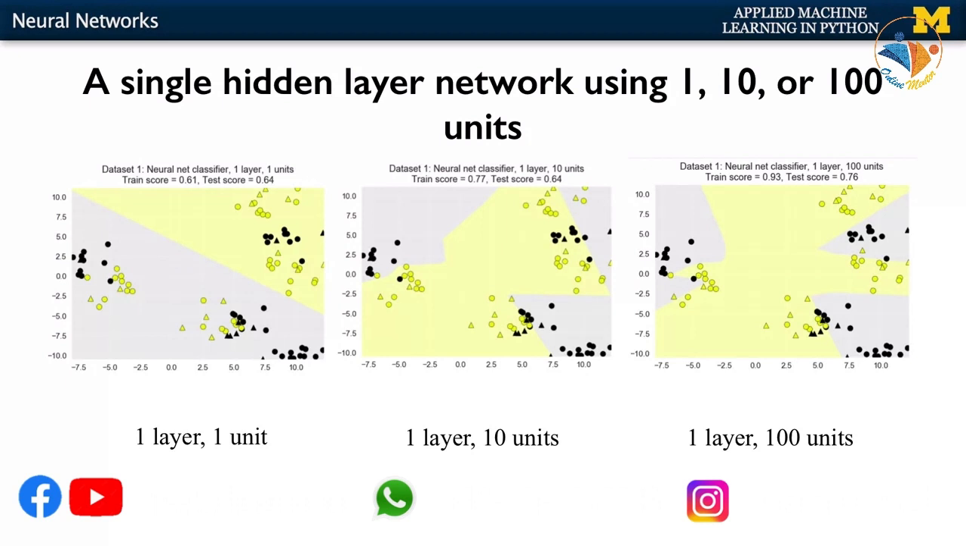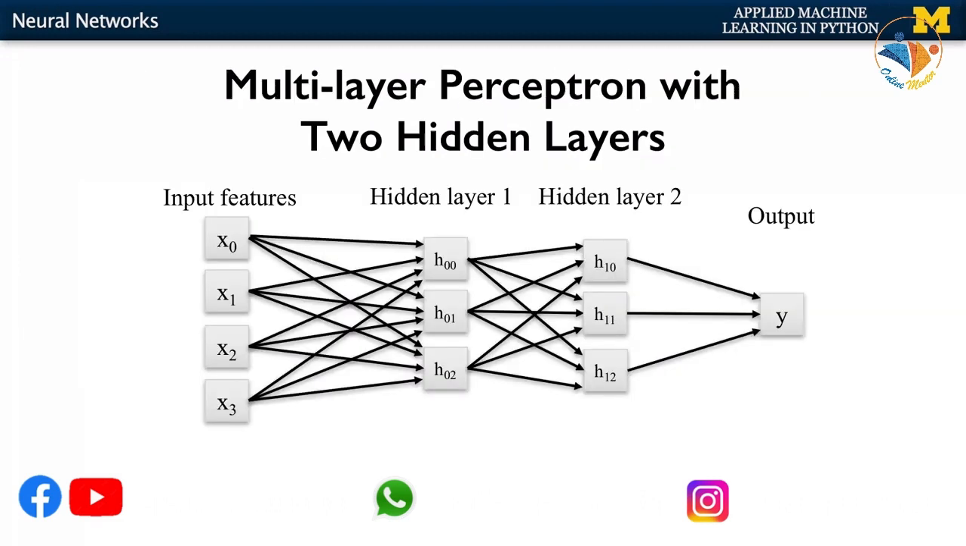With 10 hidden units, we can see that the MLP classifier is able to learn a more complex decision boundary that captures more of the nonlinear, cluster-oriented structure in the data, though the test set accuracy is still low. With 100 hidden units, the decision boundary is even more detailed and achieves much better accuracy on both the training and the test sets. Here's a graphical depiction of a multi-layer perceptron with 2 hidden layers.